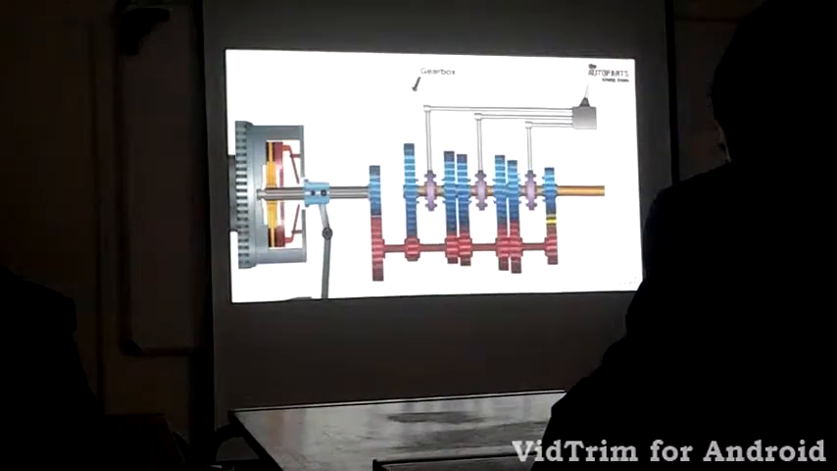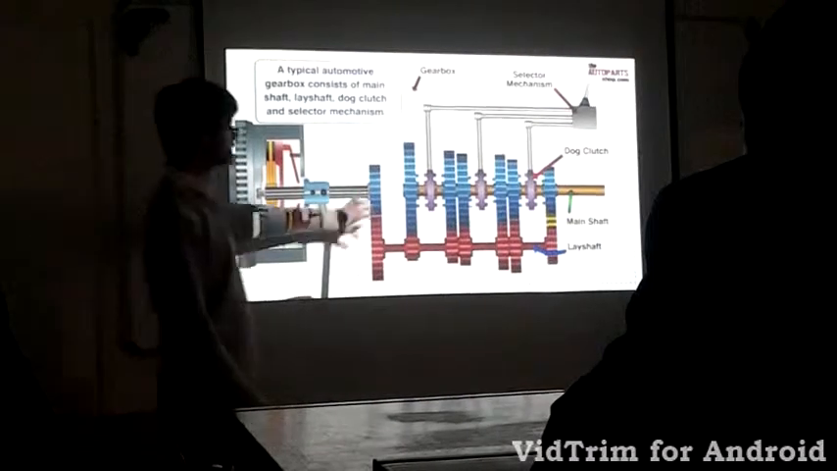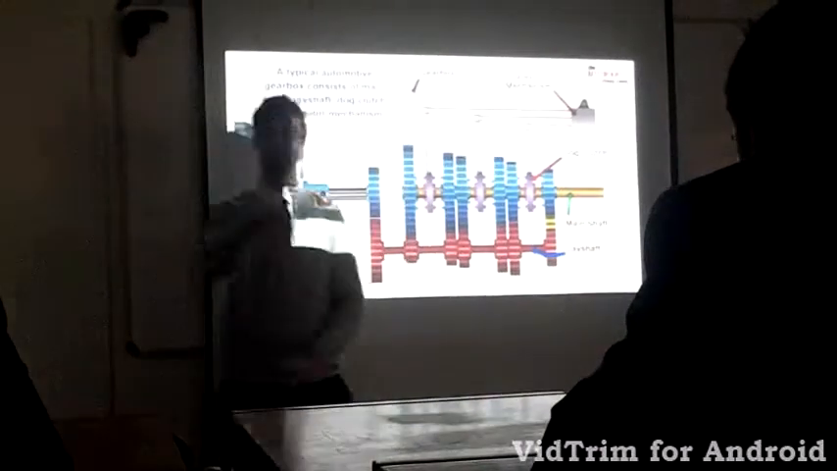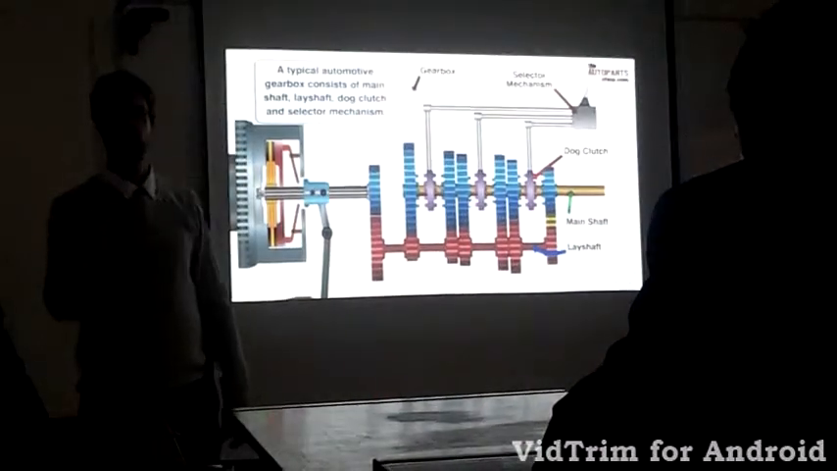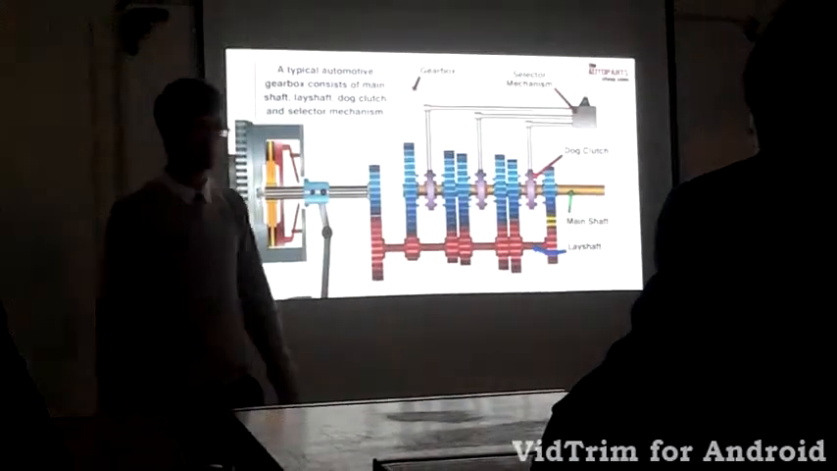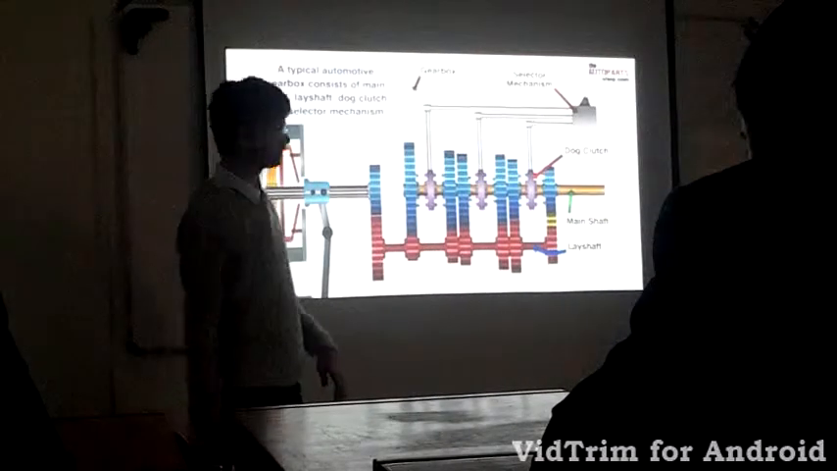Okay. Now, next little part. The parts of your gearbox. Now, your gearbox, you have your selector mechanism, which is your gear lever, which you sit within your car. You don't see anything else that's all underneath you when you're in your car. That's what you select first, second, third, fourth, etc., reverse.